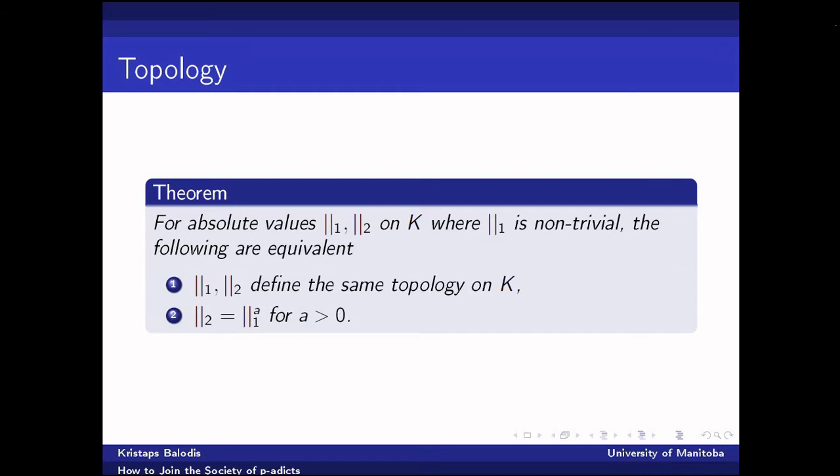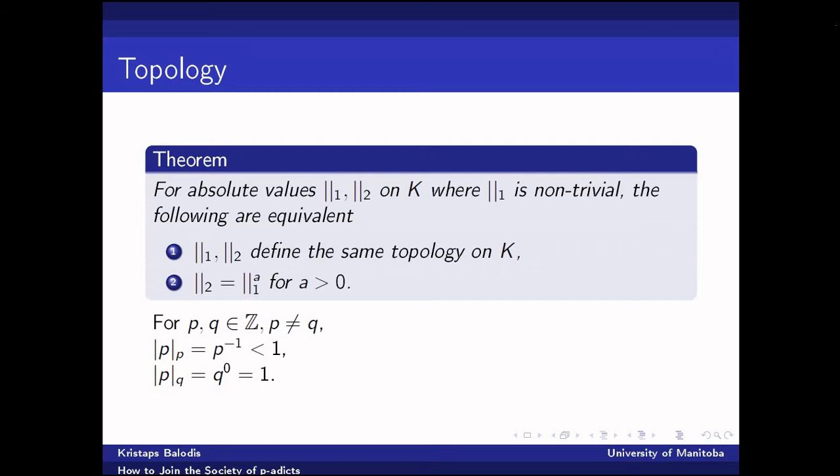Well, it turns out that there's actually a nice algebraic characterization of when two norms, even though they may differ on the values they take, define the same topology on a field. And in particular here we see that it's when one can be written as a positive power of the other.